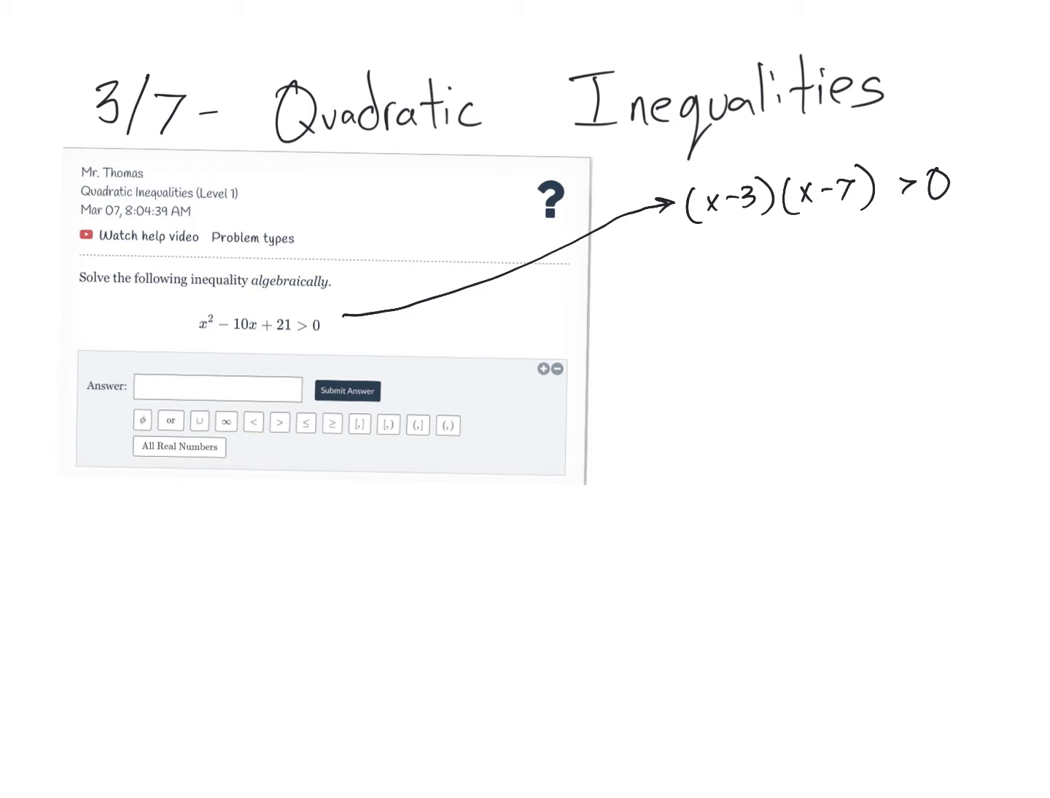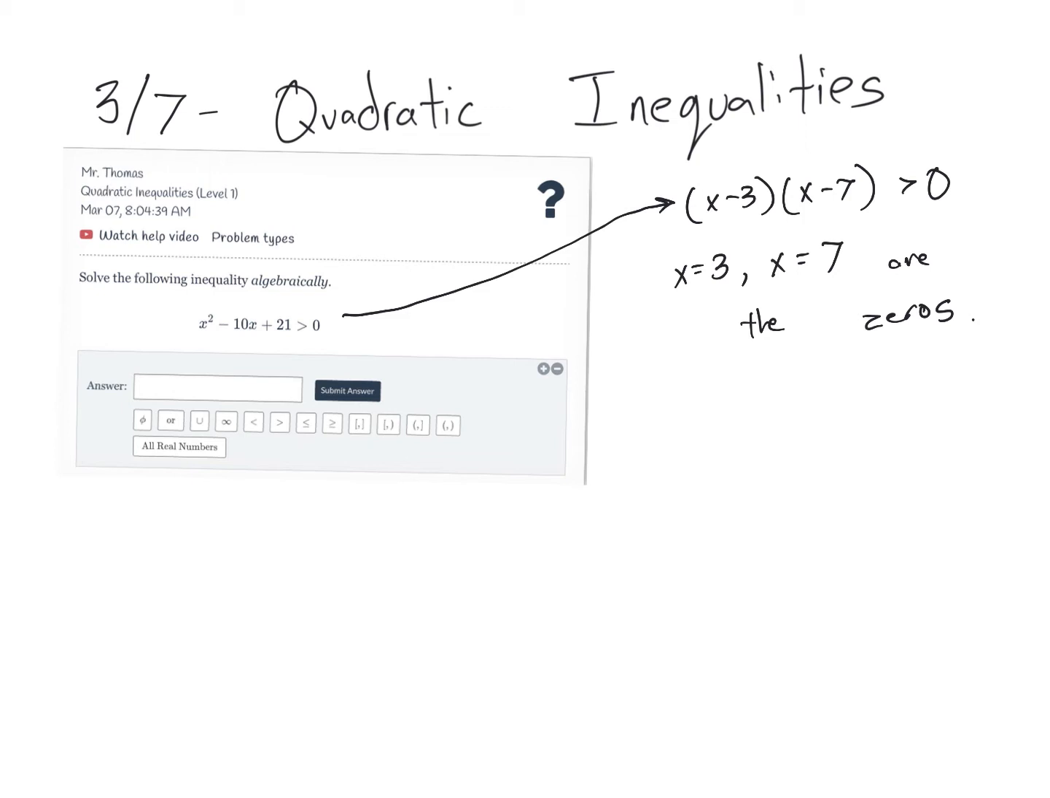So in another unit, we would have said x equals 3 and x equals 7 are solutions. But not for this problem. We're going to call these just zeros. These are important numbers, and we're going to call them zeros.